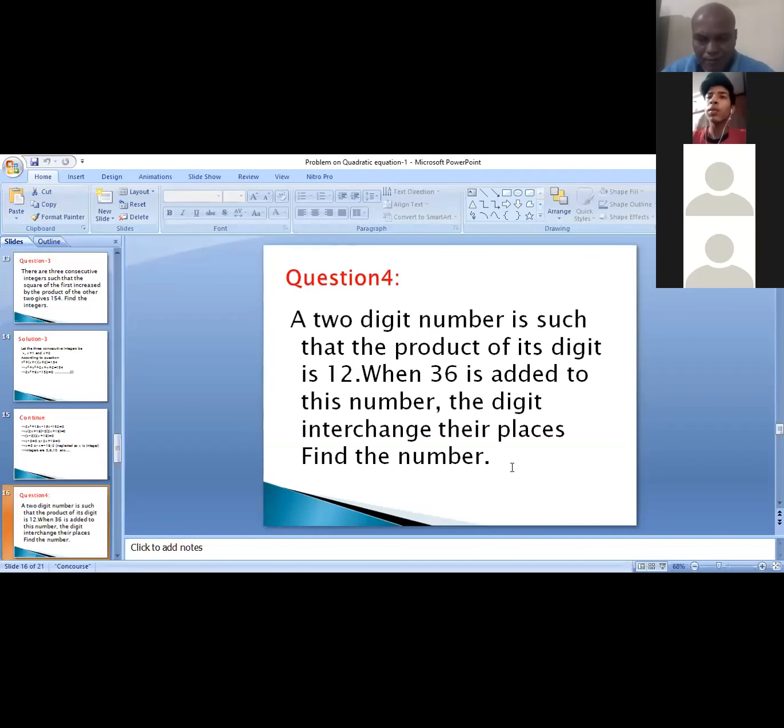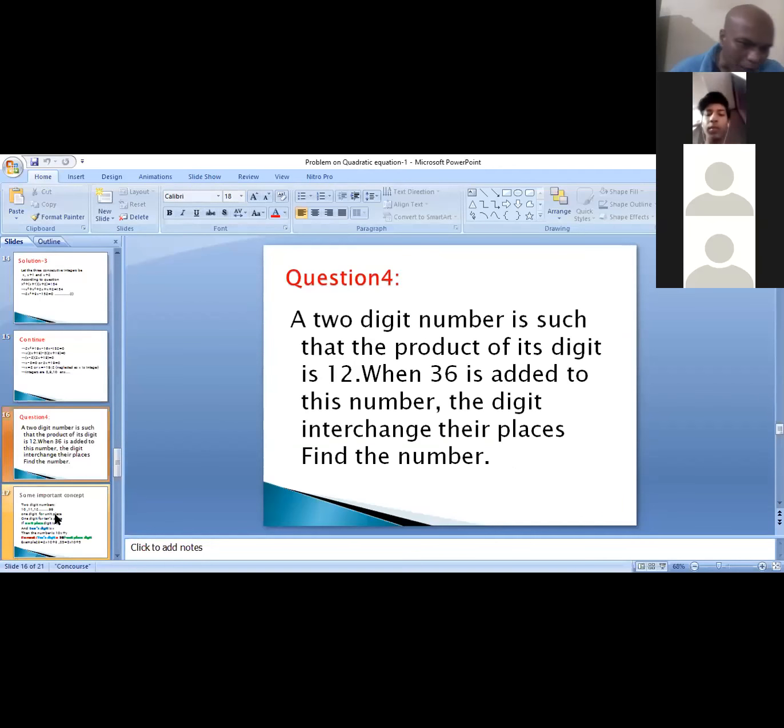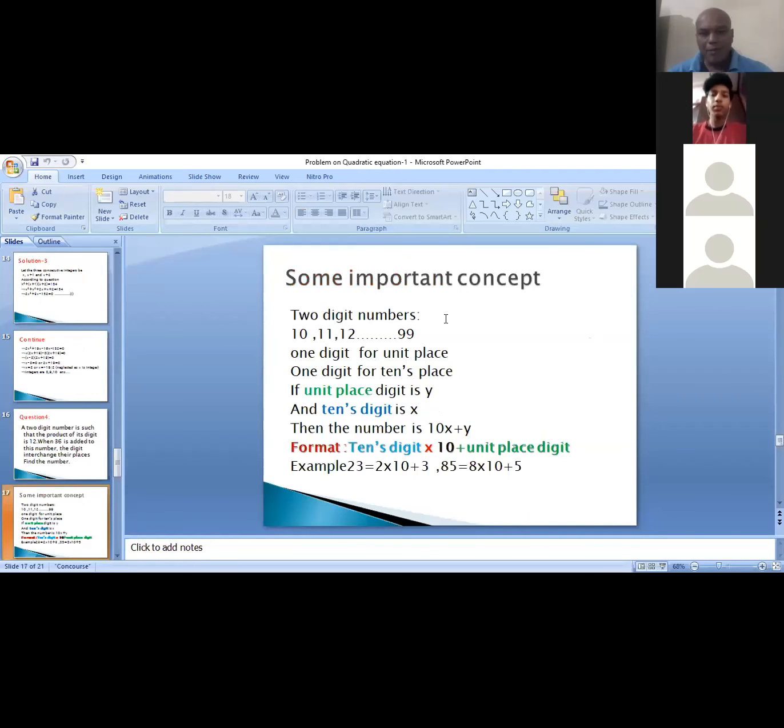Everyone written? Yes, sir. Okay. So now come to the major part of this. Actually, what happened when you say the two-digit numbers? What is the concept behind this? All the two-digit numbers are starting from 10, 11, 12, 13, 14, in this way up to 99.